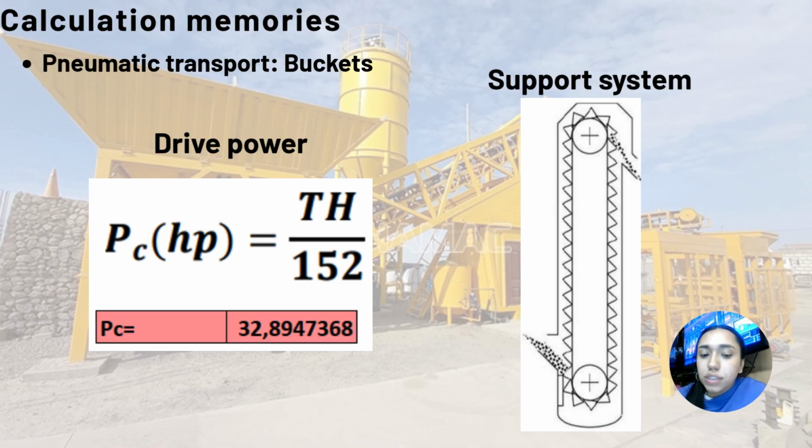In the support system, the elevator consists of a belt or chain to which the buckets that transport the material are attached. The support system ensures that the belt remains taut, aligned, and coupled, and supports the weight of the material in the buckets themselves during the cycle.